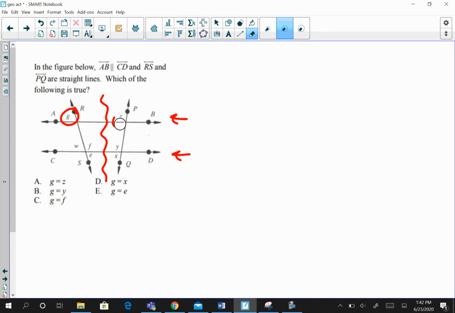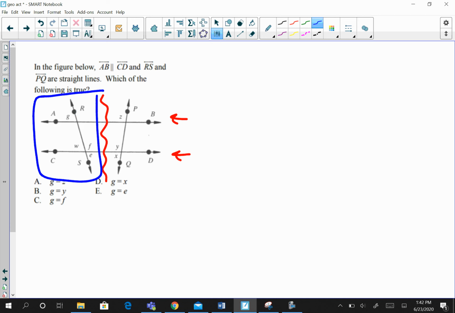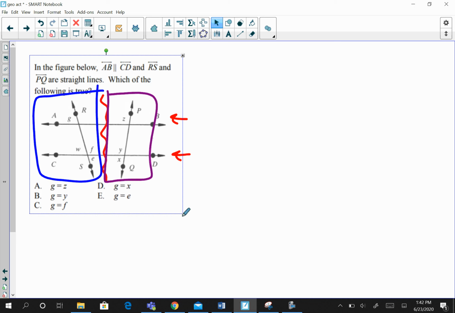Well, based on where they are, first instinct is to think corresponding angles. However, they jump from one transversal to the next instead of one parallel line to the next. So those two are completely separate angle relationships. Look at this one separate and this one separate. I cannot relate anything from the blue side into the purple side, so it is not going to be A.